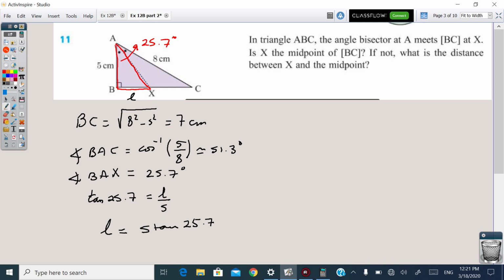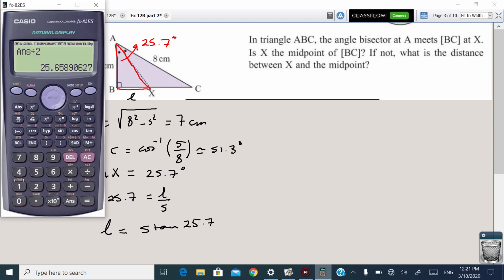And I still have the exact value of the angle on my calculator, so I can say that I want to calculate 5 times tan of the answer, thus maintaining accuracy. And this gives me 2.4 centimeters.